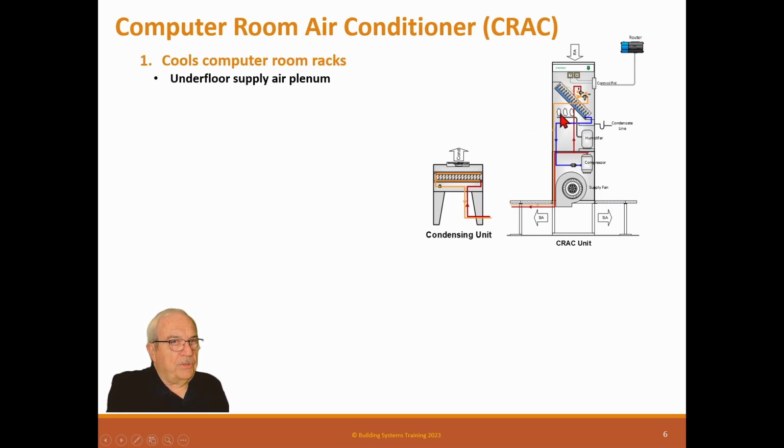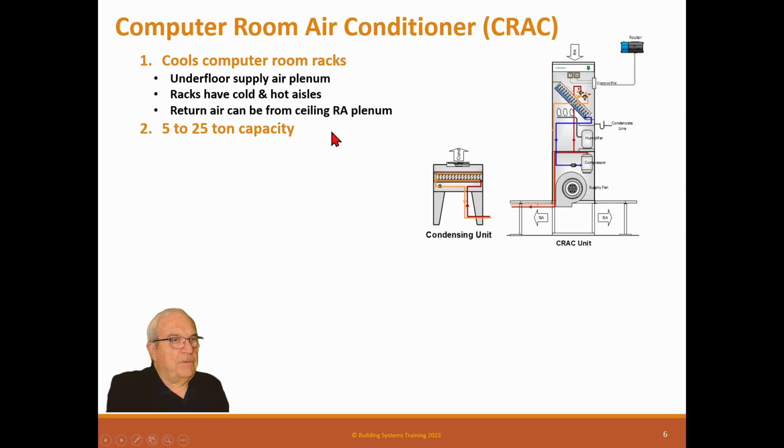So this computer room unit basically cools the racks, with underfloor supply air and racks having hot and cold aisles, and I'll explain that in a second. Return air can be from the ceiling return air plenum. They come in 5 to 25 ton capacity. There are small ones called mini-mates.